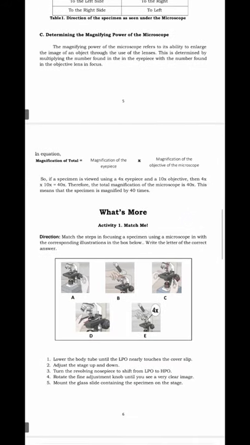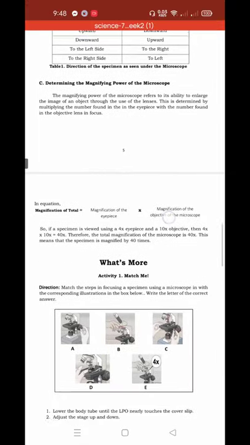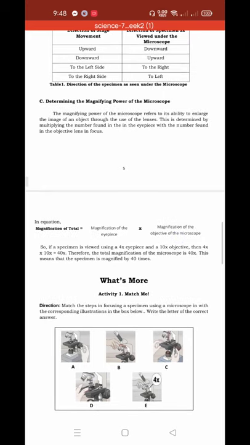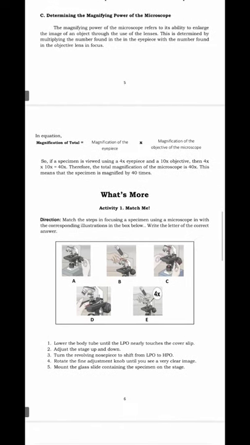Next, letter C, determining the magnifying power of the microscope. How can you determine the magnifying power of it? How is it enlarged? How much is the total magnification? In the equation, you are going to solve for this. Magnification of the eyepiece, so you know already what the eyepiece is. It is located in the upper part of the compound microscope wherein you can see through the specimen. So, the magnification of the eyepiece multiplied by the magnification of the objective of the microscope.